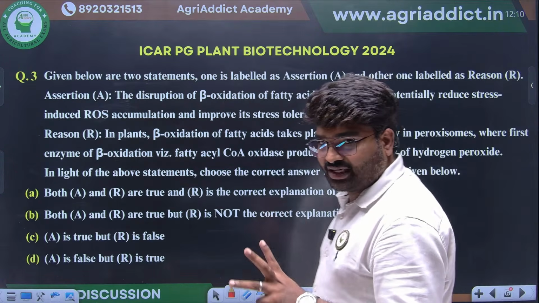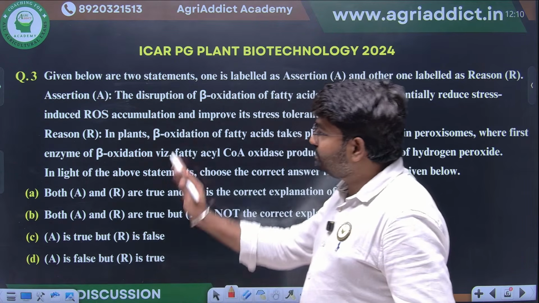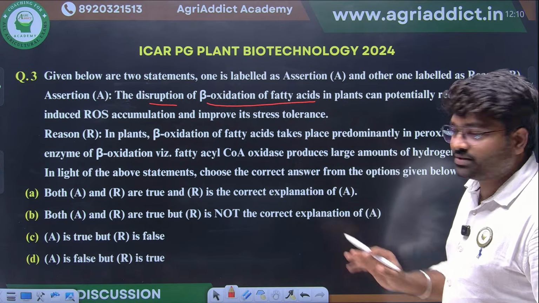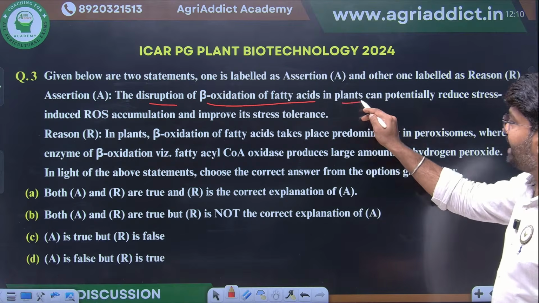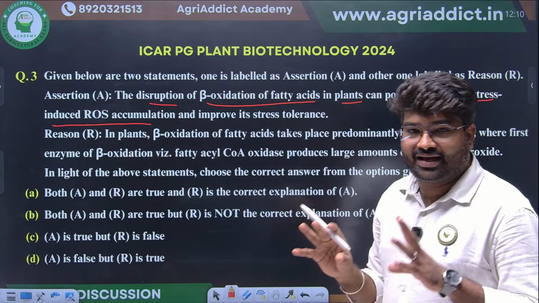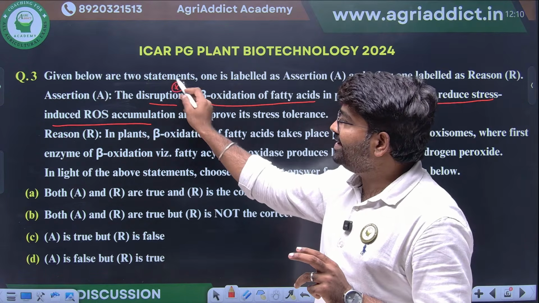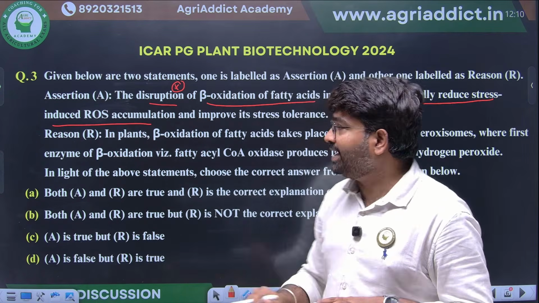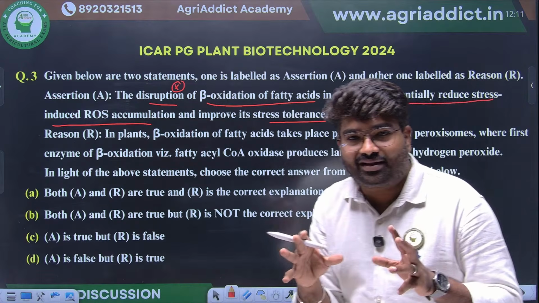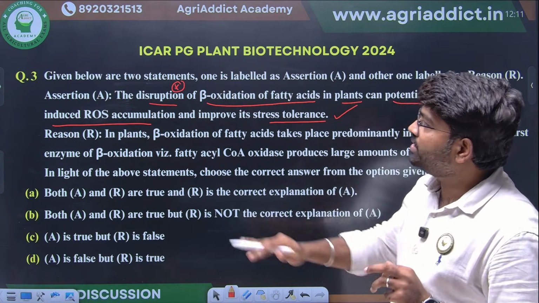Next question. They have asked about beta oxidation in plants. Observe the assertion: disruption of beta oxidation of fatty acid in plants can potentially reduce stress-induced ROS accumulation. They are saying if beta oxidation is disturbed, that may reduce the accumulation of ROS in plants under stress conditions. Yes, this is true, because in plants beta oxidation primarily occurs in where? Peroxisome.